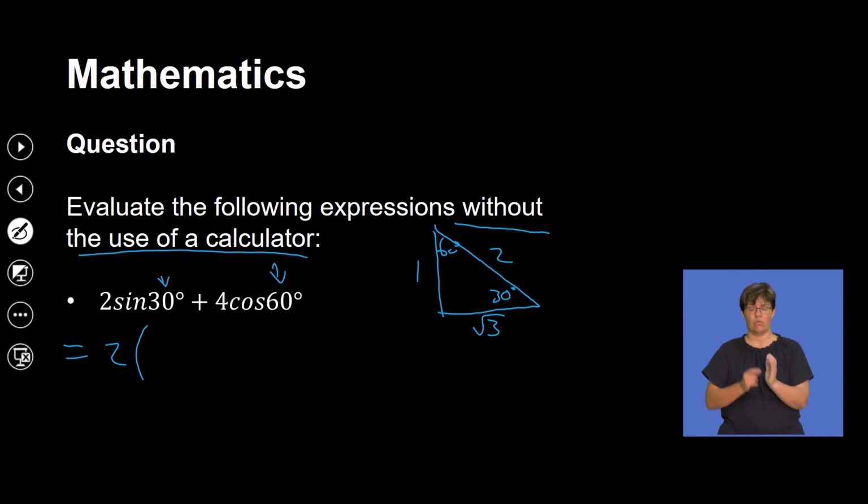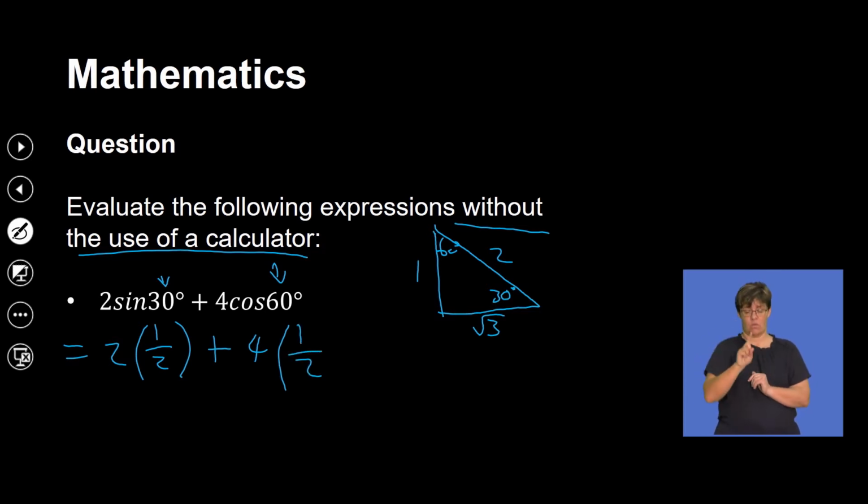Please try to always use brackets so that you don't miss multiplying properly. That will be 1 over 2, then plus the 4 there. Cos of 60 is adjacent over hypotenuse. My adjacent is 1 over 2, and then I simplify this. So this is why you see that we didn't really need our calculator to do this.